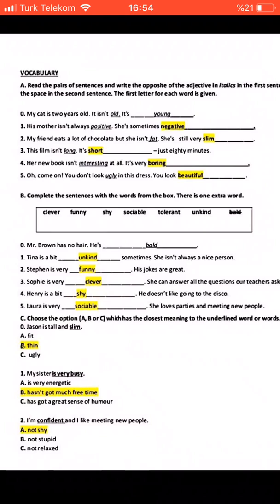Read the pairs of sentences and write the opposite of the adjectives in italics. Underline adjectives. Alt çizili sıfatların zıt anlamlarını yerleştireceğiz. My cat is 2 years old. It isn't old. What is the opposite of old? Of course, young. His mother isn't always positive. She's sometimes negative. My friend eats a lot of chocolate, but she isn't fat.